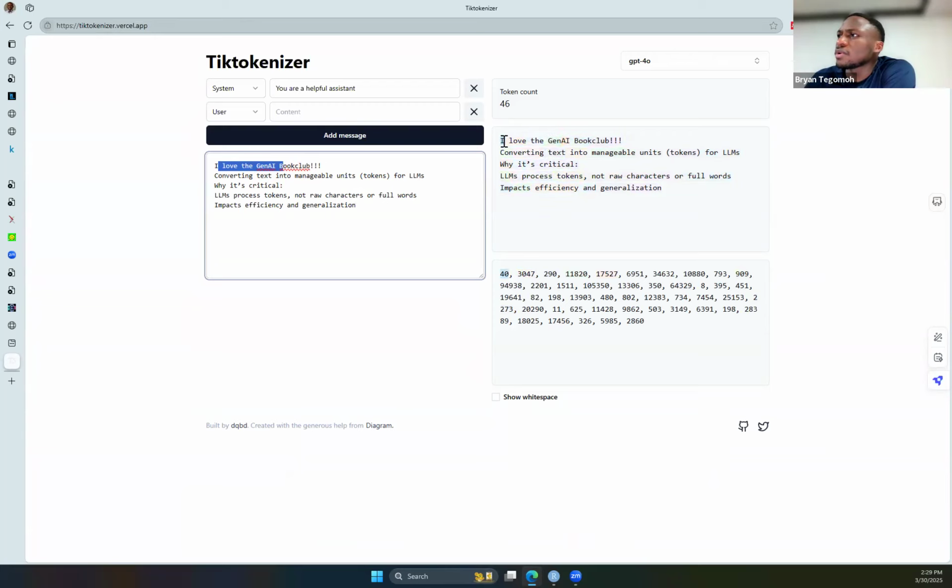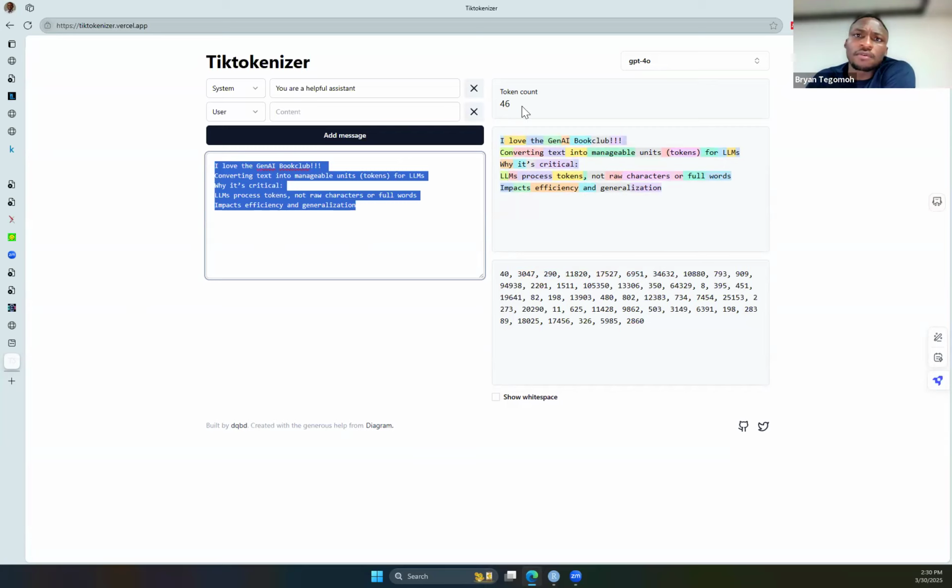You'll see that the word "I" is a different token, and the number assigned to it is 40. The word "love" has been tokenized as 3047. So it breaks these words down into tokens. This whole chunk of text has a total token count of 46. Essentially, you're chopping sentences into different individual pieces.